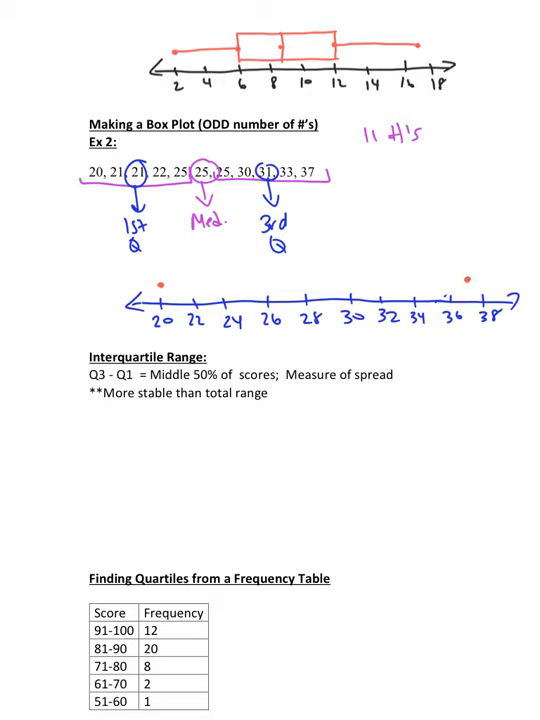third quartile, 31, a dot over the 25, the median, and a dot over the first quartile, 21.